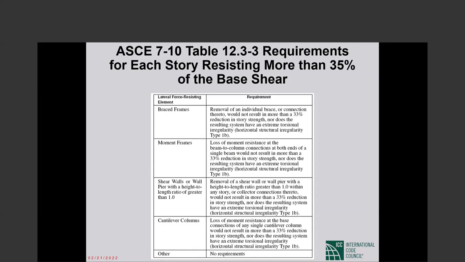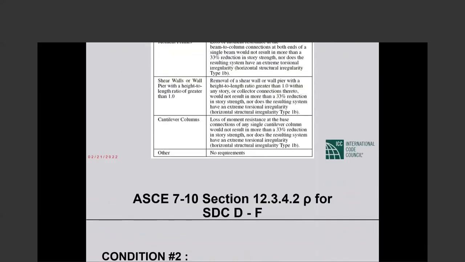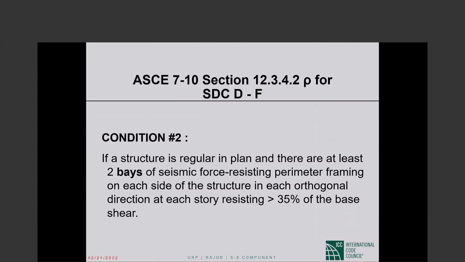When you have shear walls or wall piers, if you have shear walls as part of the resisting system, then you remove a shear wall with a height to length ratio greater than 1. That is important. You don't remove just any shear wall, but a shear wall with story height to length ratio greater than 1. And if it is a cantilever column system, you insert a hinge at the base of a cantilever column. So that's what we mean by removing a member. That is condition number 1.